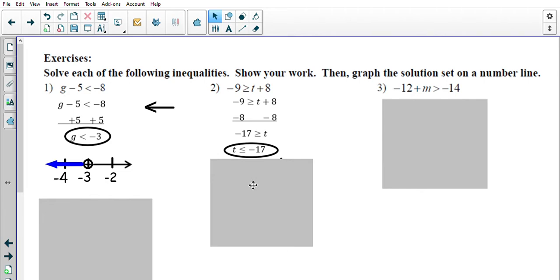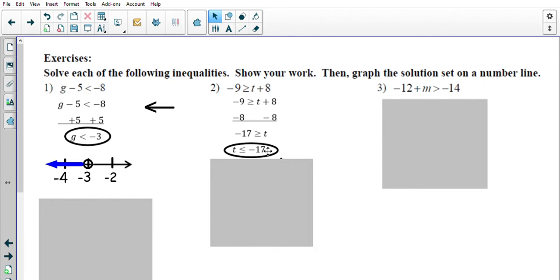That inequality has the same meaning as the one above it, and I would accept either of these as a solution, but it does help us when we go to graph to recognize that t is less than or equal to negative 17. So again, I do suggest you rewrite it with the variable on the left.